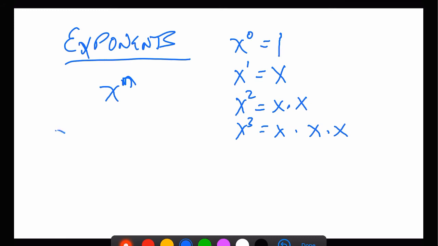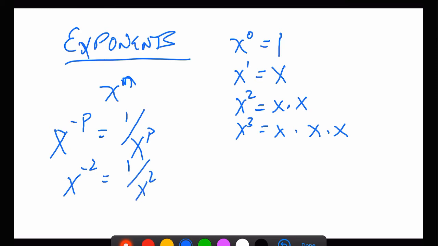What else do we want to know here, though? X to the minus p is 1 over x to the p. So x to the minus 2 is 1 over x squared.